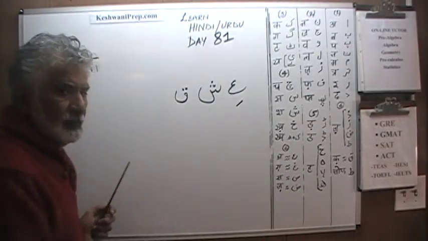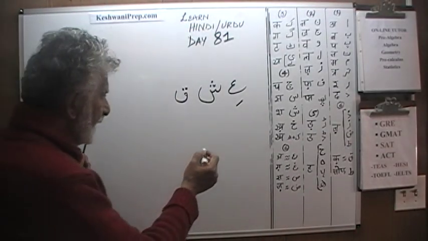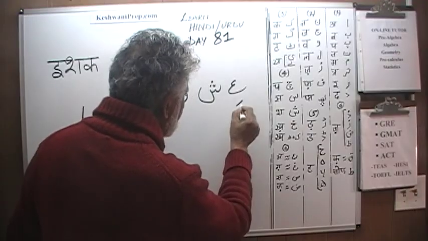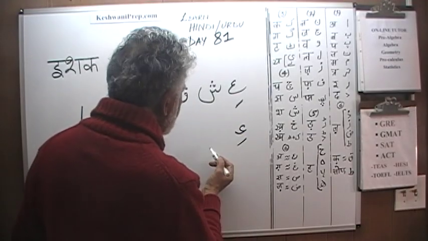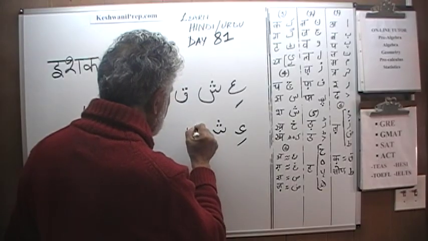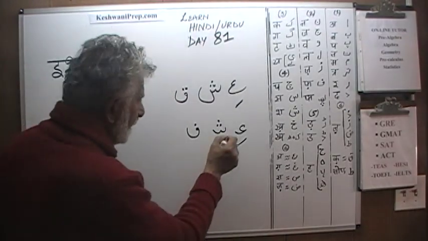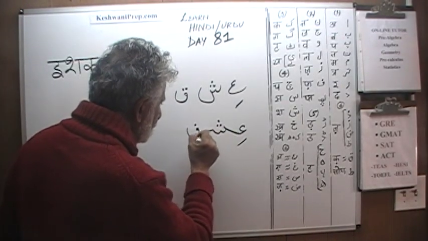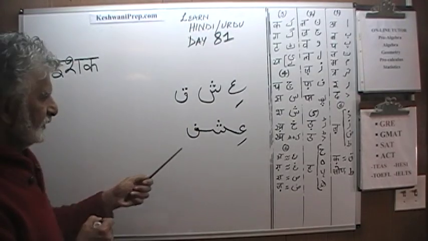Let's see what kind of shape they take when we join them. First, ain is going to take this shape, to which we need a zer underneath it. This is your sha, to which we're going to join the ka. So again, we can join this thing, make a loop to join this guy, and that's it. We are done. As you can see, it looks quite ugly.